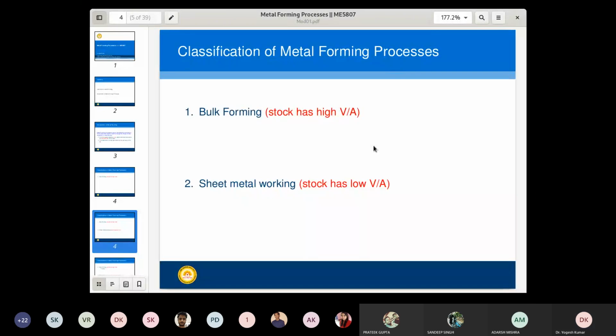So in bulk metal forming processes, the input material may be in the form of billets, rods, or slabs. Billet, I will just give you an overview of its size. The billets have a cross-sectional area of approximately 36 inch square. Or in centimeters, it is approximately 230 centimeter square.